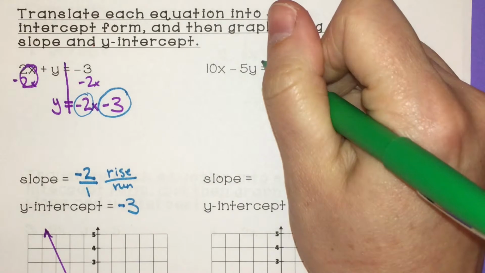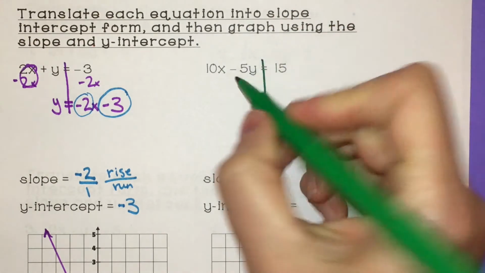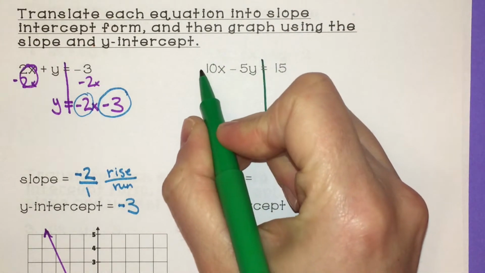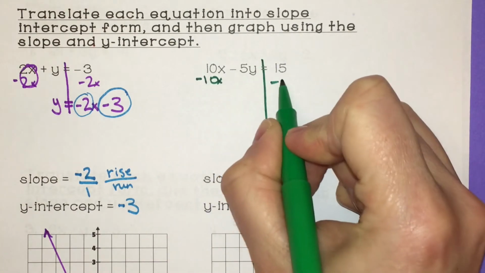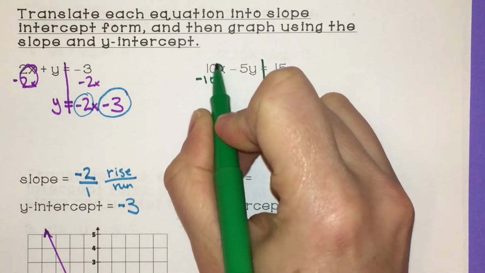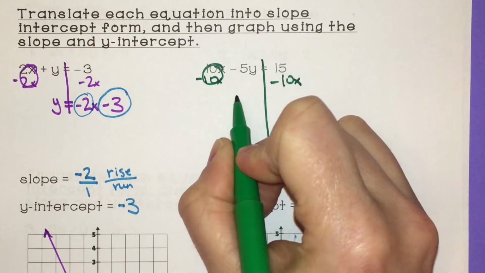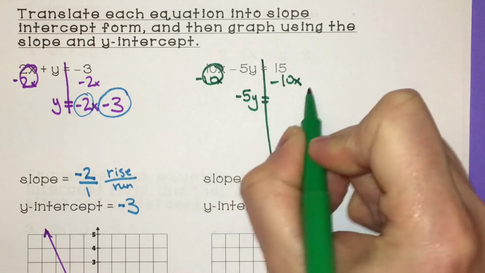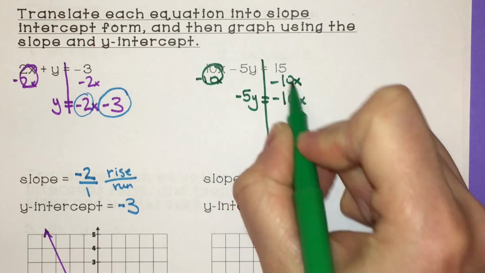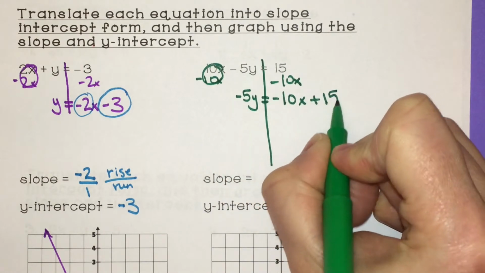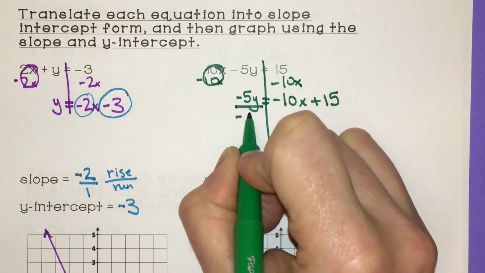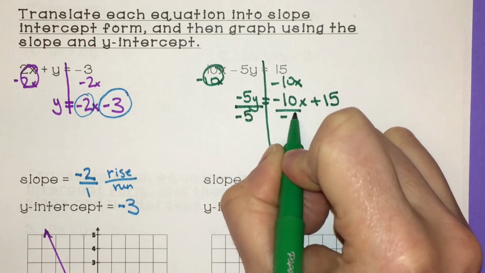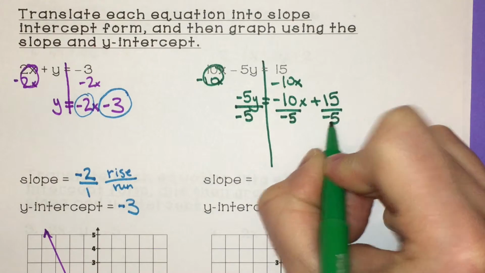Let's see, this one, we need to get y by itself. I'm going to start by moving that 10x, which is positive. Opposite is subtract 10x on both sides. 10x minus 10x is 0. Bring down that negative 5y equals negative 10x plus 15. Y is being multiplied by negative 5, so opposite is to divide everything on both sides by negative 5.